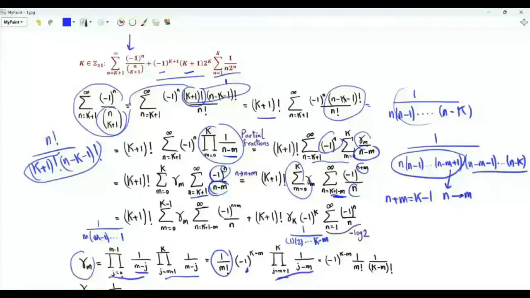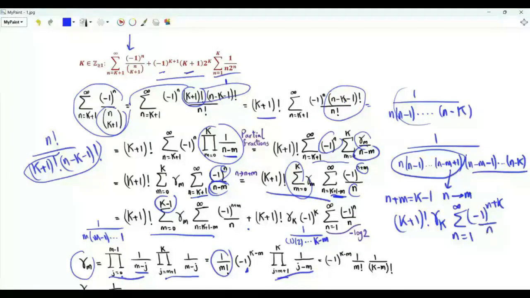From this summation here, separate the term corresponding to small m equal to big K. So we have this quantity here, the sum stopping at k-1, plus (k+1) factorial gamma_k, summation n from 1 to infinity of (-1)^(n+k) over n. We can take (-1)^k outside. This sum is -log 2. We know that log(1+z) is the summation n from 1 to infinity of (-1)^(n-1) over n, z to the power n. So what we have here is -log(1+1), which is -log 2.